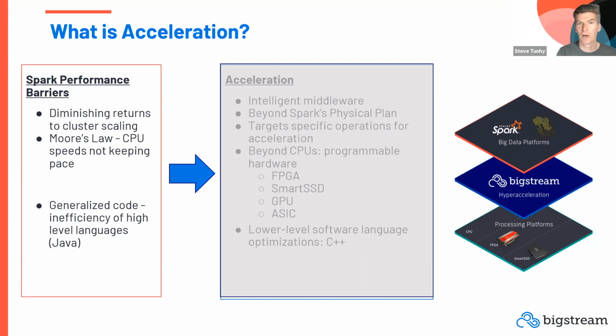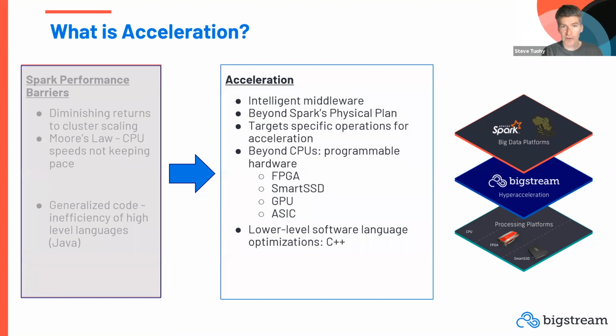But that leaves some efficiency on the table for specific operations that can be accelerated with software. So shifting over, this opens the door for the acceleration space, the space that Bigstream is a leader in, and that we're seeing a lot of excitement and action in. We are a middleware connecting platforms like Spark with advanced computing options, be it hardware, be it software. It builds off of Spark, the physical plan, and we'll look at that a little more closely in a bit, targeting specific operations to accelerate.